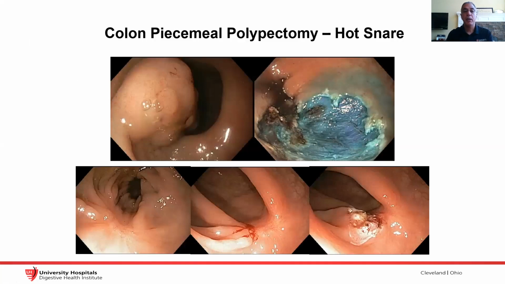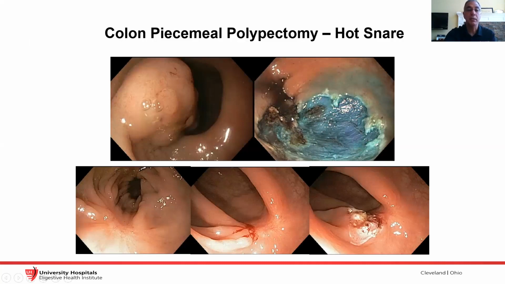For beefier polyps, we tend to use hot snare. This thermal energy allows us to take off a little bit more tissue. And what you can see here in the post-polypectomy area is the polyp was chunked out with cautery margins on the edge. You can see the submucosal layer staining blue still. And then this area right here, this peninsula, is a mucosal bridge that could not be grasped with the snare.